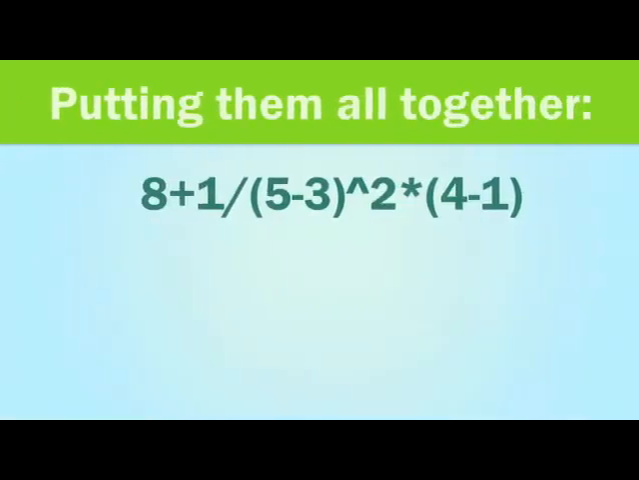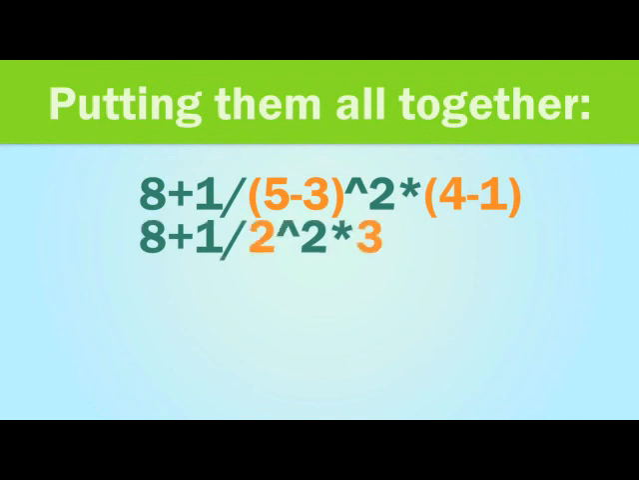Okay, now let's put them all together. This formula may look really complicated, but we're just going to go step by step through the order of operations, and you'll see it's actually not that bad. We'll start with the parentheses. We'll calculate each of these to get 2 and 3, and you can see that the formula is already starting to look a little bit simpler. Next, we'll look to see if there are any exponents in this formula. And there is one, 2 to the second power, and when we calculate it, it becomes 4.